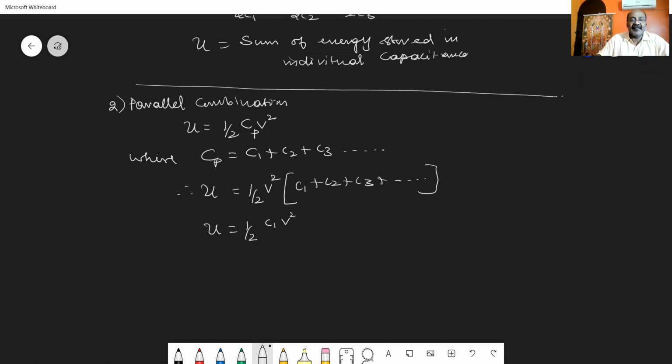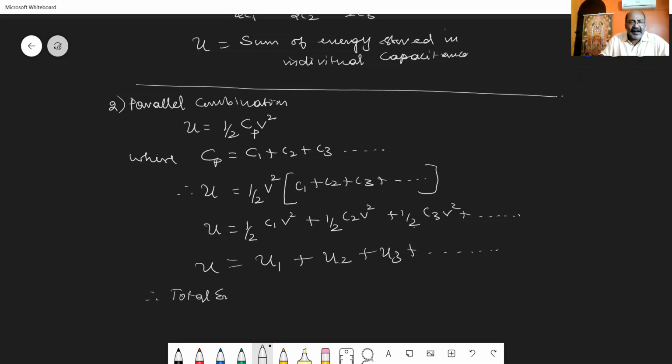C1 V square plus half C2 V square plus half C3 V square, and so on. This is the total energy. Half CV square is the potential energy stored in the first capacitor, this is the potential energy stored in the second capacitor, and this is the potential energy stored in the third capacitor, like this going on. Therefore, again, I can write the same conclusion.